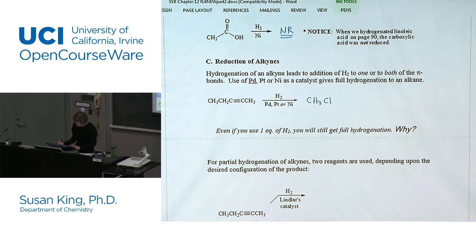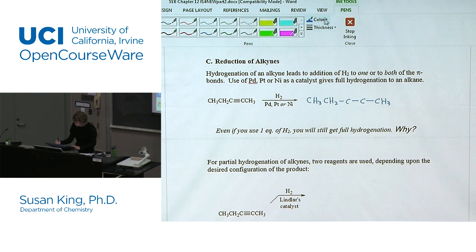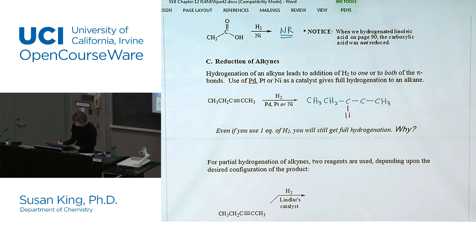I'm going to draw the carbon skeleton and then I'm going to draw the hydrogens that come in a different color. So you can see what's happening here. We're going to add it twice. So here's one of the pi bonds being hydrogenated, and then we can hydrogenate the second bond. And if we use these catalysts here, we will get full hydrogenation. Even if you use one equivalent of H2, you will still get full hydrogenation. Why? The catalyst is too powerful.